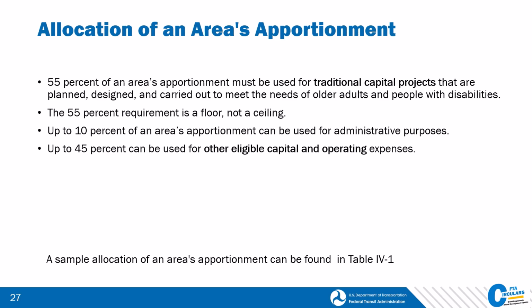In addition to the 55%, up to 10% of an area's apportionments can be used for administrative purposes, and up to 45% can be used for other eligible capital and operating expenses. A sample allocation of an area's apportionment can be found in Table 4-1.